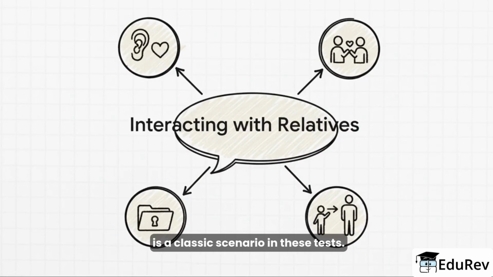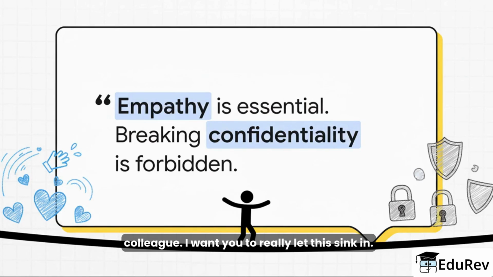Now, dealing with relatives is a classic scenario in these tests. And let's be honest, it can be really tough. They're often worried, they're emotional. Your job is to be compassionate, to listen, but, and this is so important, you must never, ever break patient confidentiality. If things get heated or you're out of your depth, the correct answer is always to involve a senior colleague.